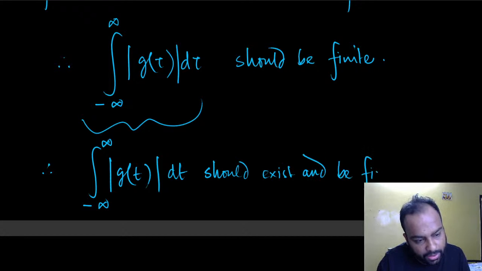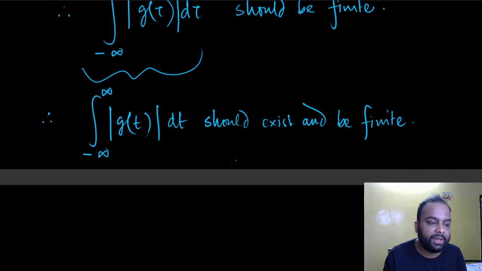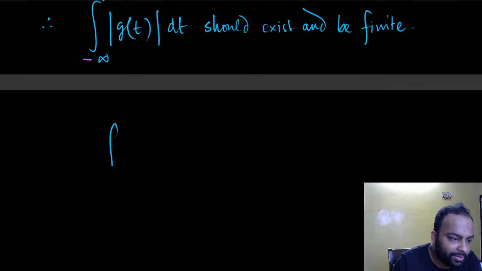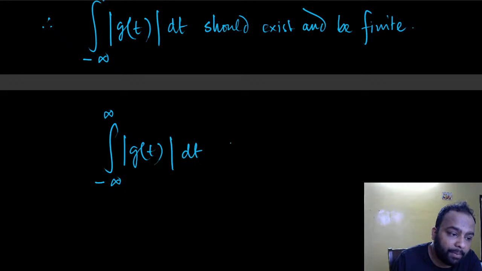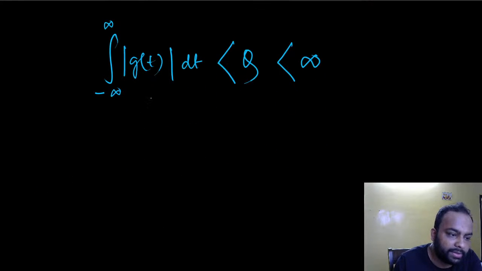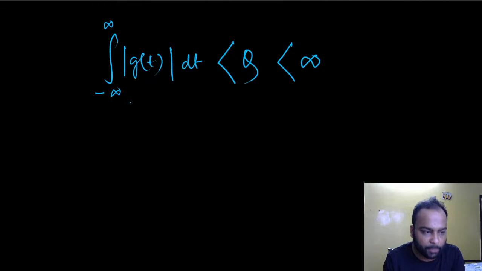So this should exist and be finite. So this will have to be smaller than a particular value, right? So we are saying that this integral of mod g t must also have its own upper bound. We are saying that to be q, and that has to be less than infinity. So this has a proper name. We are taking an absolute value. Again, what is g t? The impulse response, right? So we are taking an absolute value on that and integrating it over the entire real line.